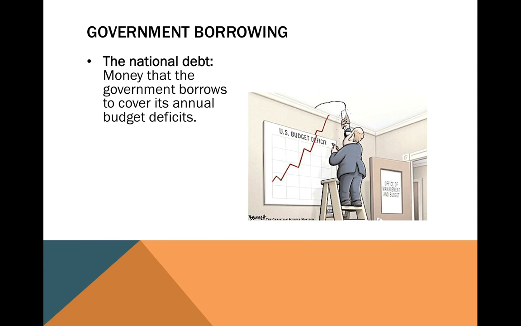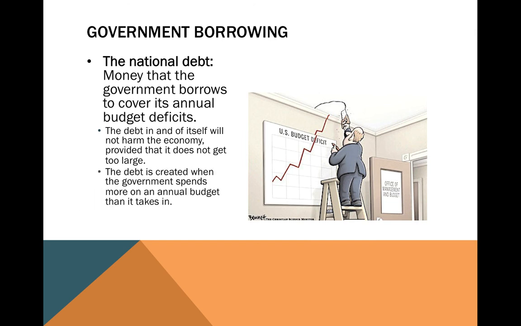The national debt is defined as money that the government borrows to cover its annual budget deficits. The debt in and of itself will not harm the economy, provided that it does not get too large. And the debt is created when the government spends more on an annual budget than it takes in. And this situation is then called a deficit.